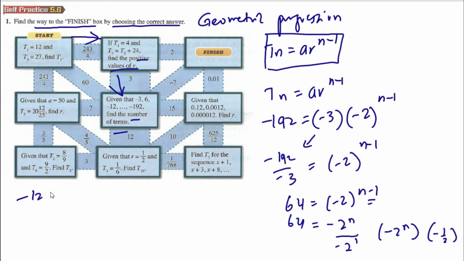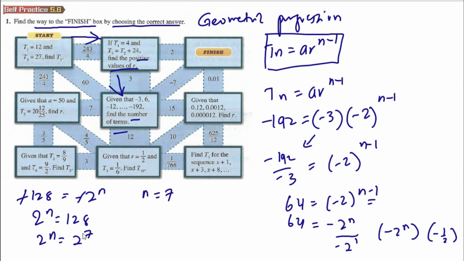So negative 128 is equal to negative 2 to the power of n. So we can cancel the negative. So 2 to the power of n is equal to 128. 2 to the power of n is equal to 2 to the power of 7. So n is equal to 7.